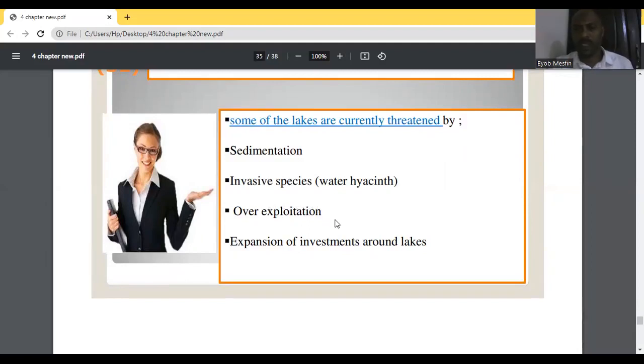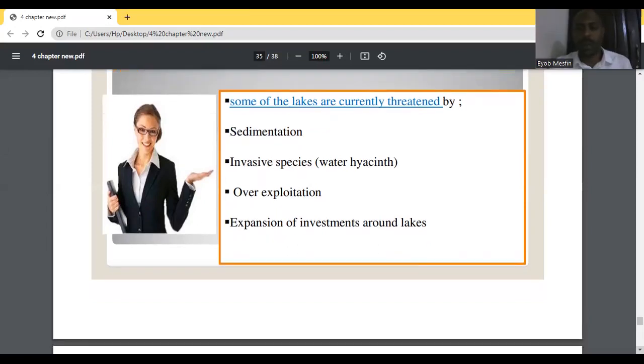Also, different wastes, either liquid or solid waste, are dumped into the lakes region. That is another problem for lakes situated near a town or city. For instance, Lake Tana, Hawassa, and others nearer to the city are mostly affected by those problems. Another is the expansion of investment around the lakes.